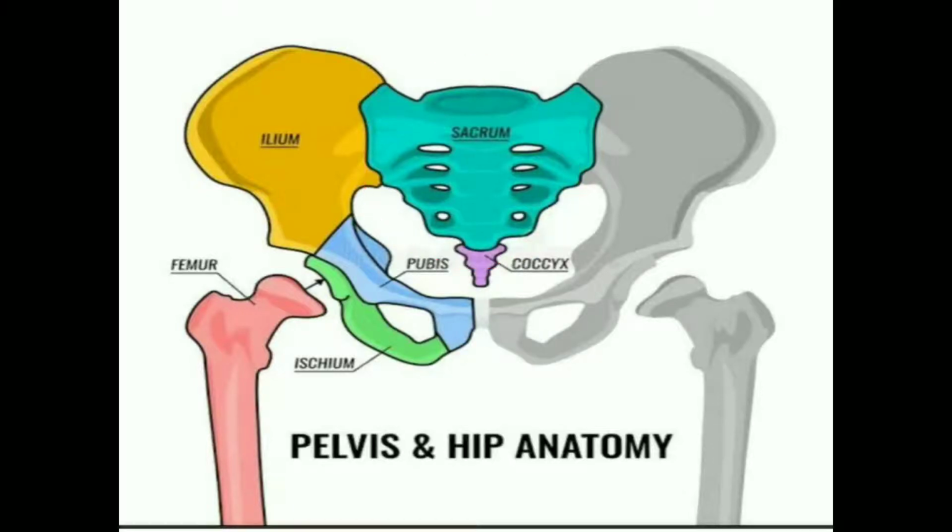So in this blue part, you can see sacrum, which is 1, coccyx, which is also 1, ilium, ischium and pubis. Okay, this is ilium, this is ischium and this is pubis.